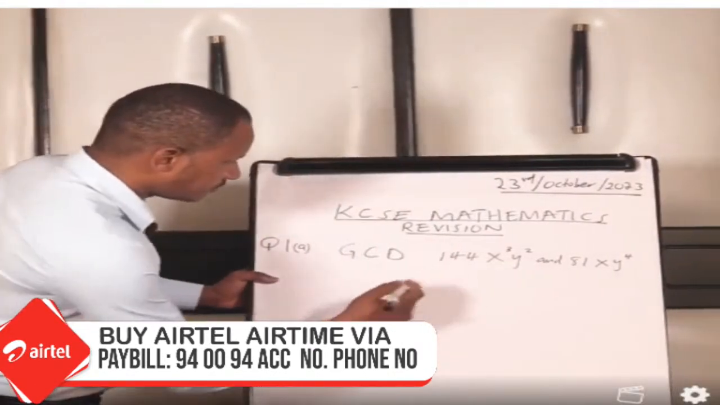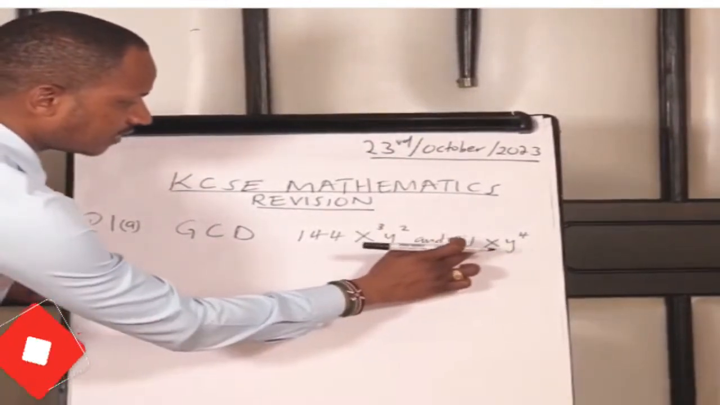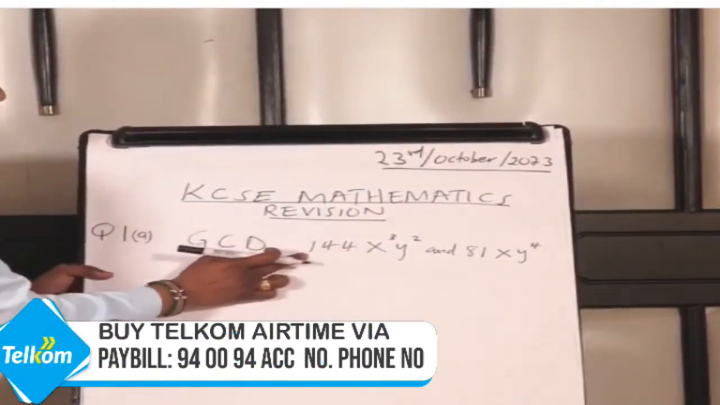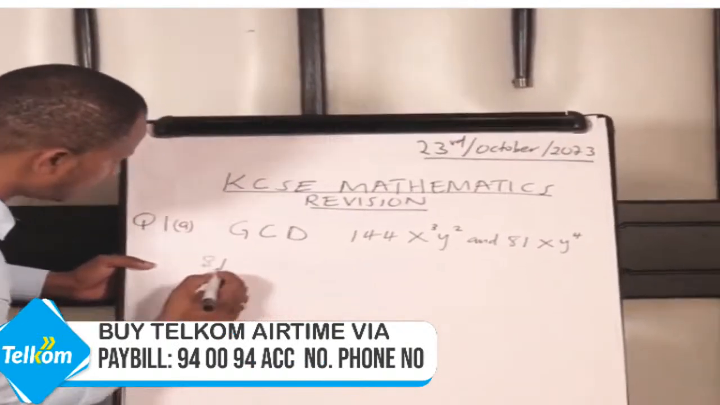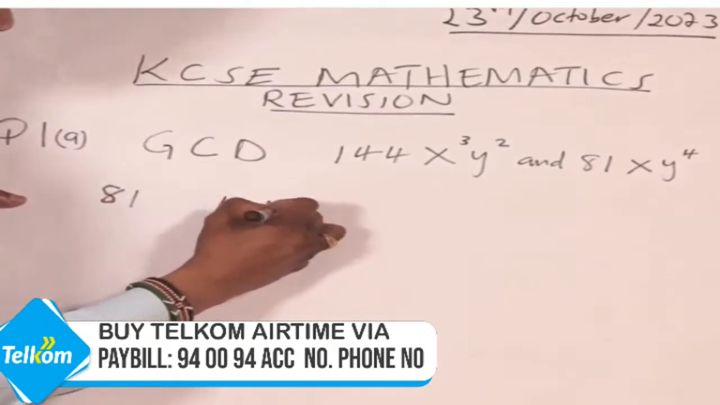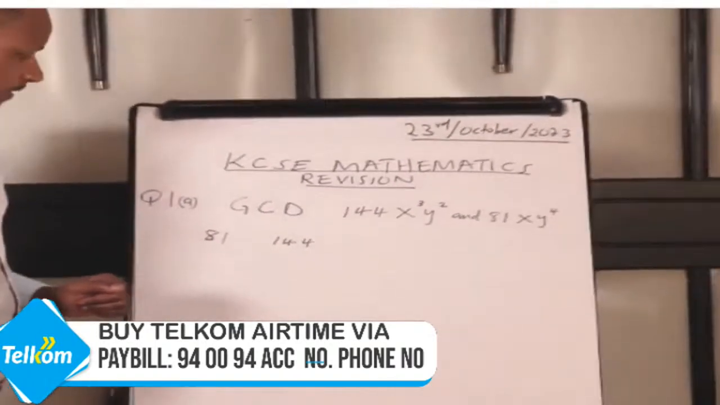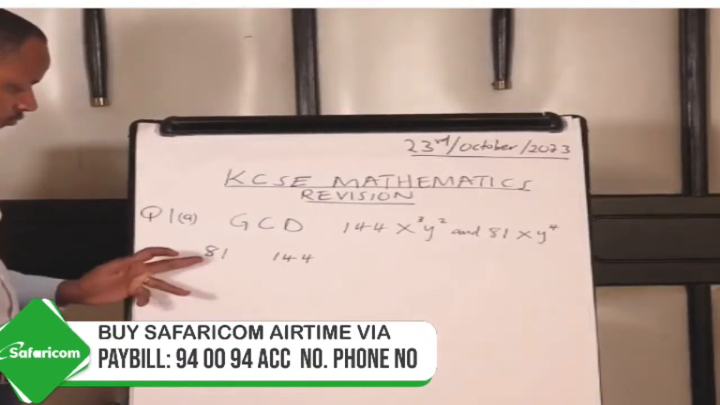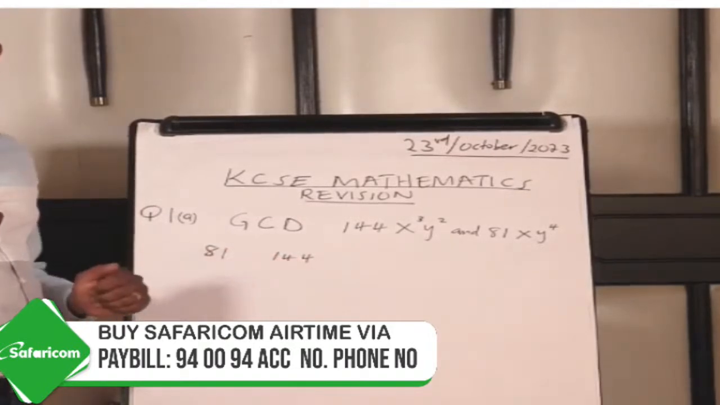So first of all, we have 144 x cubed y squared and 81 x y raised to power 4. So we are going to find the GCD of 144 and 81. So first, get the GCD of 81 and 144. Here we are going to use prime factors. We will get a number that can go into both 81 and 144 without a remainder.